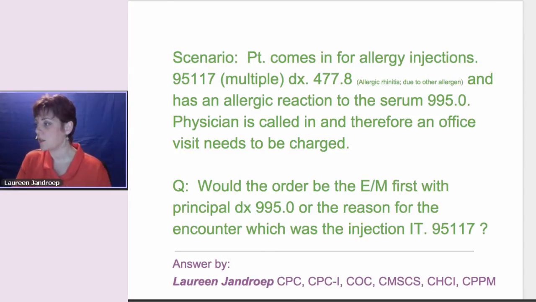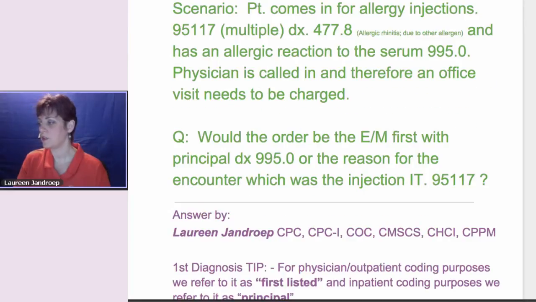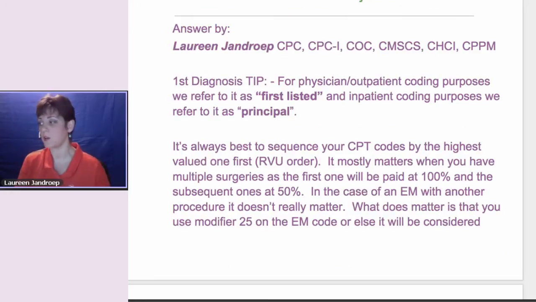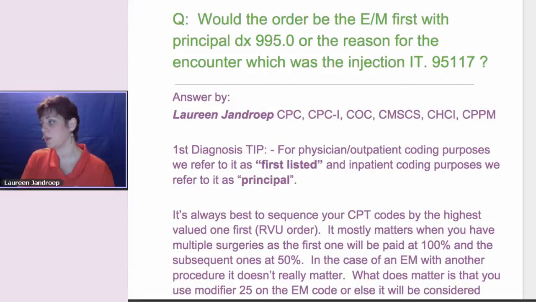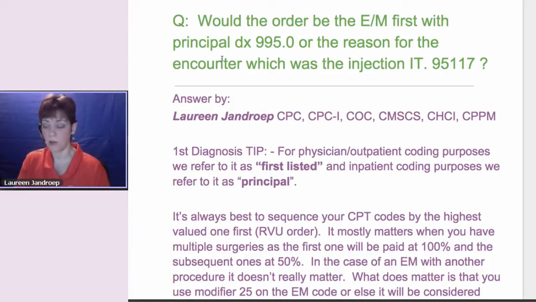Okay, so this scenario, I just repeat at the top of the answer sheet. So here's the answer. My first thing was a diagnosis tip. The questioner said, would the order be the E&M first with the principal diagnosis? I use this as a teachable moment: when we're in the physician or outpatient world, we should refer to the first diagnosis as first listed. In the inpatient world, they call it principal. The bottom line is it's really just which one goes first. But principal has a very special meaning for inpatient coding. I won't go into it now, but be aware of that little nuance of difference.